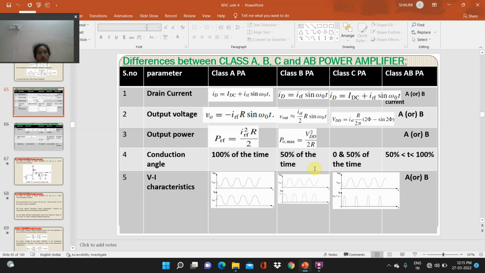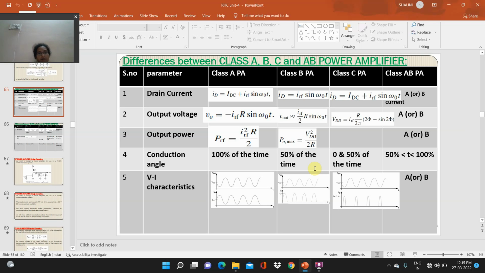Class A or B output power. So PRF is equal to I square RF R by 2. P naught comma max is equal to V square DD by 2R for class A or B.